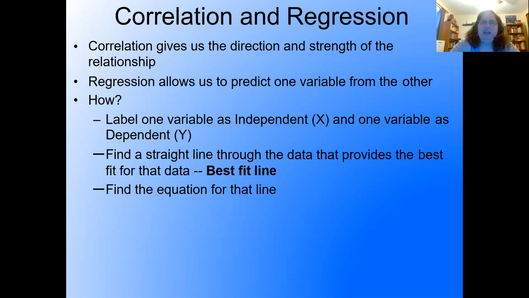Okay, so we already had talked about with correlation, we were looking for a linear relationship. Same thing for regression. For that simple linear regression, we're going to look for a linear relationship. So no surprise that we are looking for a straight line that provides the best fit for the data.